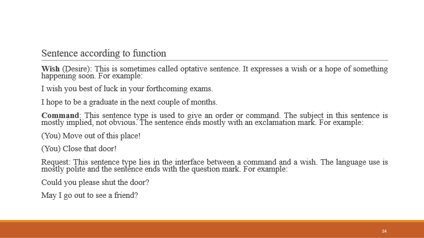Another type is request. This is more or less an interface between a command and a wish. Language use is mostly polite and the sentence ends with a question mark. For example, could you please shut the door? As you can see, this is more or less requesting. May I go out to see a friend? This is also requesting.